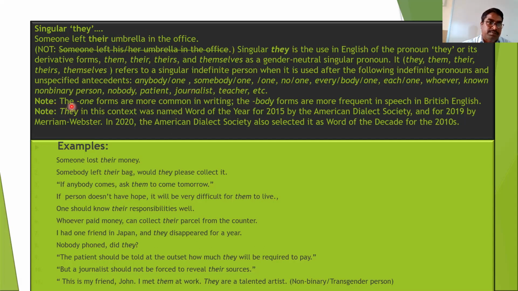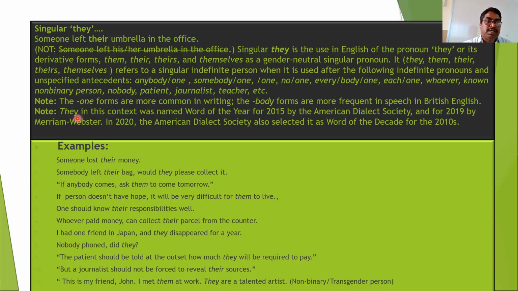Now look at this note. The one forms are more common in writing. The body forms are more frequent in speech in British English. One, someone, everyone, no one: this is common in writing. But in speech, what is common? Nobody, somebody, anybody. Means these body forms are common in speech and these one forms are common in written form or in writing, right?